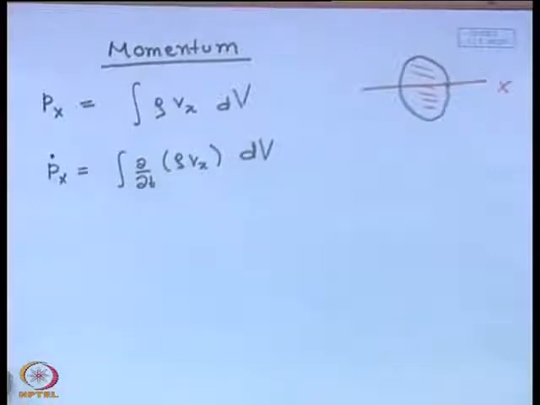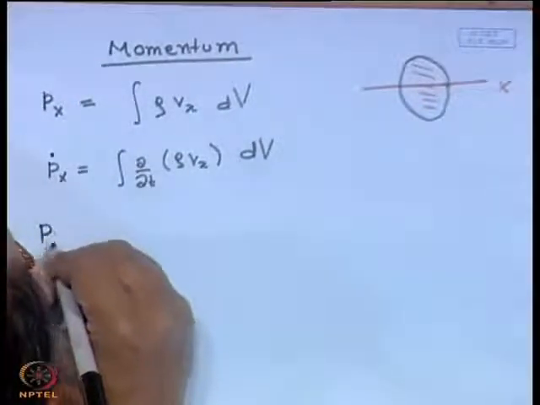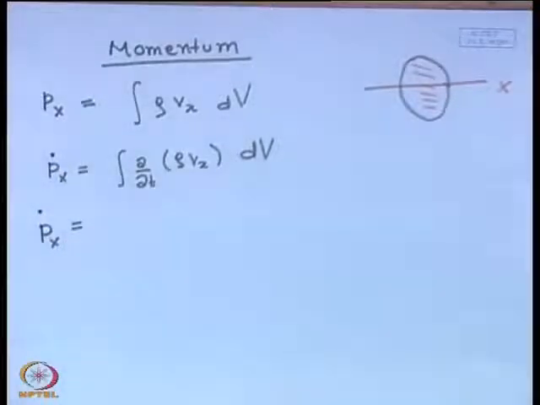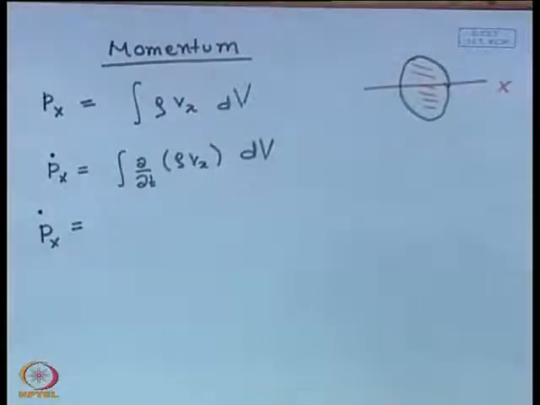Okay. Now, let us apply the law of conservation of momentum. Actually it is Newton's second law of motion. So, this momentum can change due to various reasons. Okay. So, the first reason is that the momentum can either flow in or flow out. Okay. So, what is the rate at which momentum flows out? Let us ask the question, what is the rate at which momentum flows out?